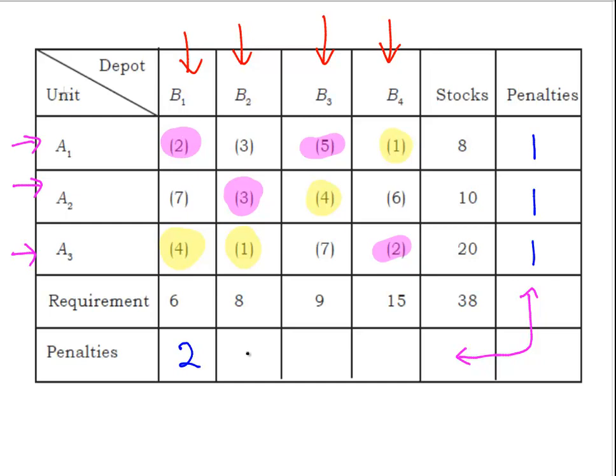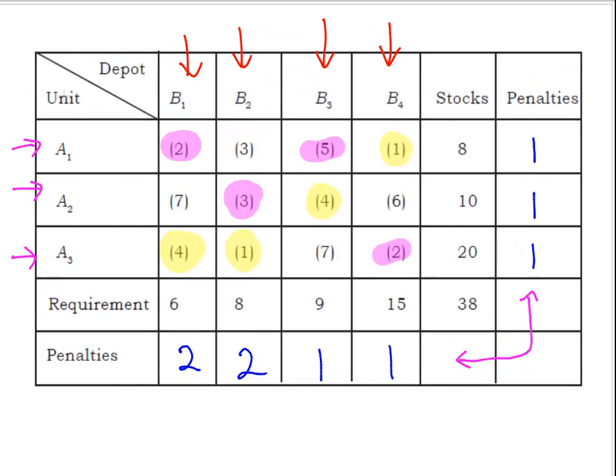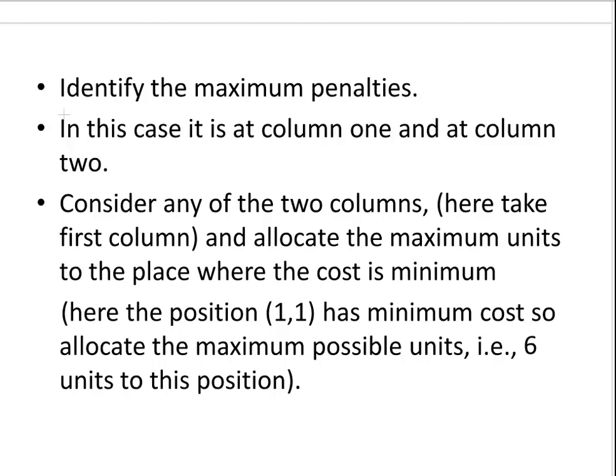Okay. Now, so we have 7 penalties costs calculated, and again, we're treating them as the same set of numbers. Identify the maximum penalties. In this case, it was columns 1 and 2. I'm just going to flick back there. So it was these two here.